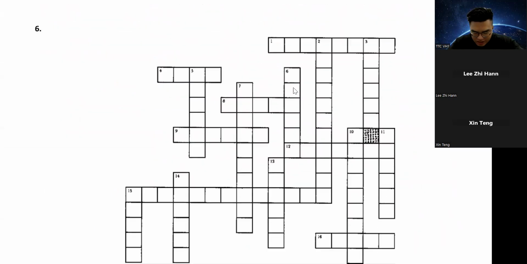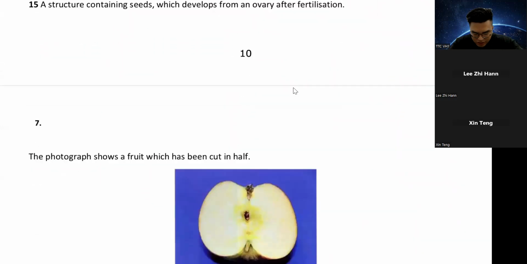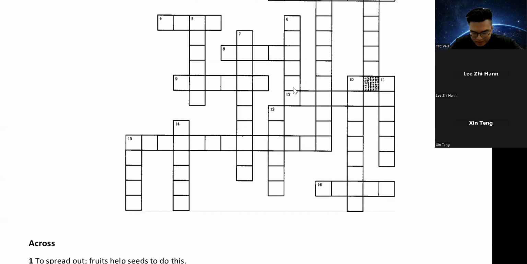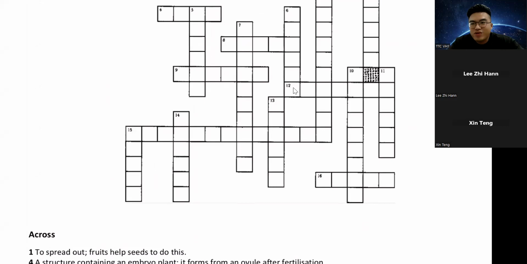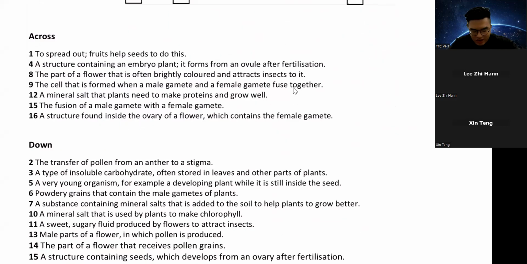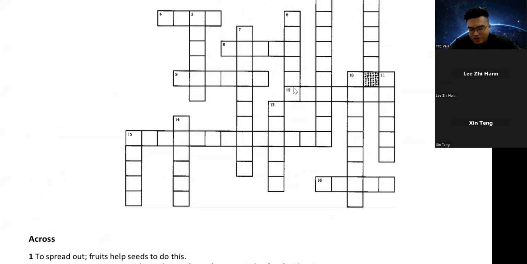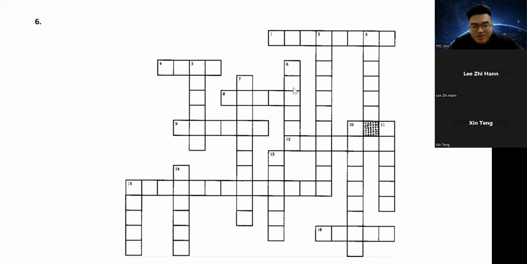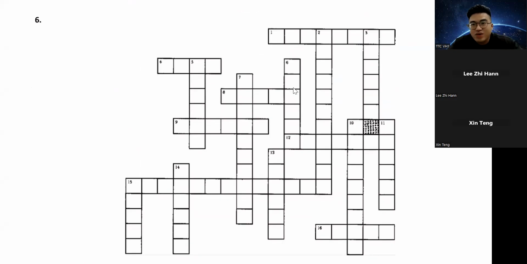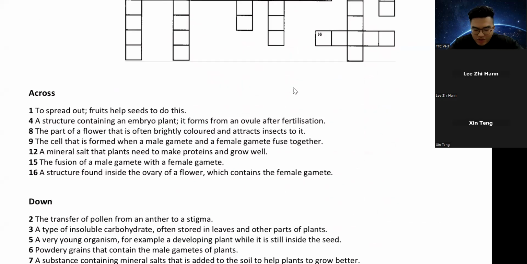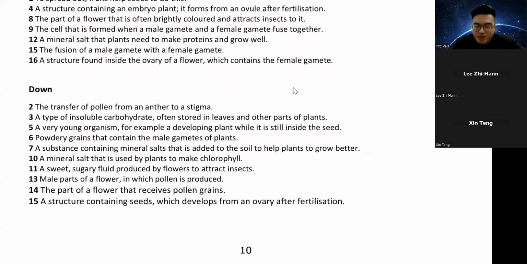Okay, this crossword puzzle. You go home and do this. I go to the next question. Go home, do this. This is all. I just need you to know the keywords. That's all. 懂 keyword 就可以了. If you can do this, means you understand the keyword.